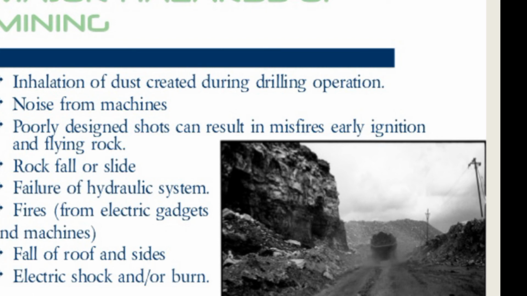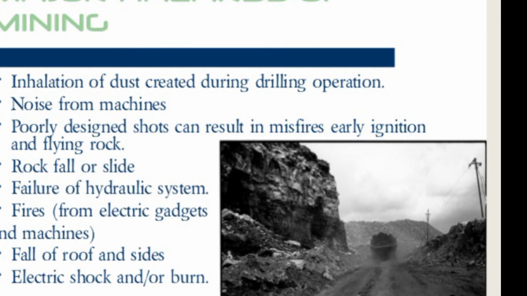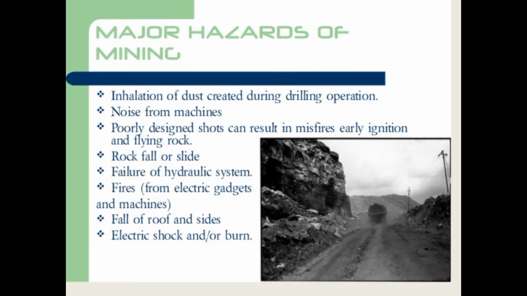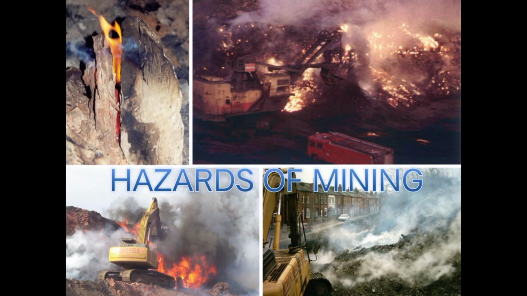Fires from electric gadgets and machines are a serious threat. Fall of the roof and the sides is also another threat. Electric shock or even burns. These all can be very, very hazardous. These are all the images showing how the dangers can occur through the process of mining.